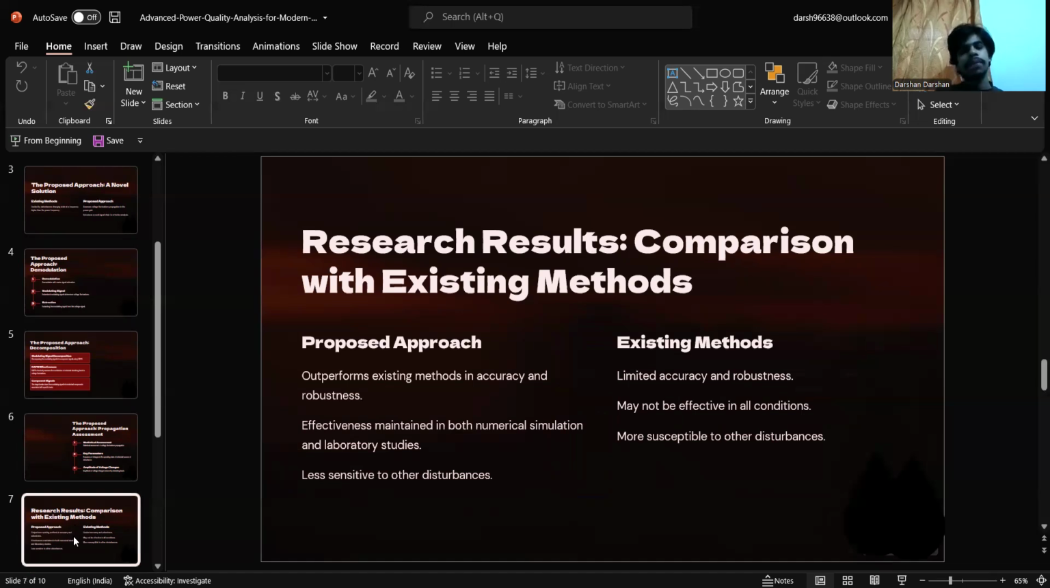Research results, comparison with existing methods. The proposed approach outperforms existing methods in accuracy and robustness, while existing methods have limited accuracy and robustness. The proposed approach maintains effectiveness in both numerical simulation and laboratory studies, while existing methods may not be effective in all conditions. The proposed approach is less sensitive to other disturbances, and existing methods are more susceptible to them.